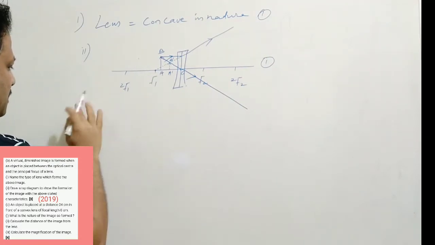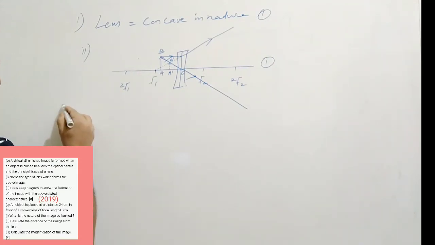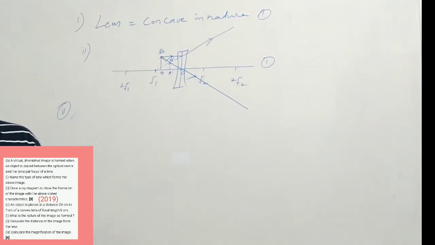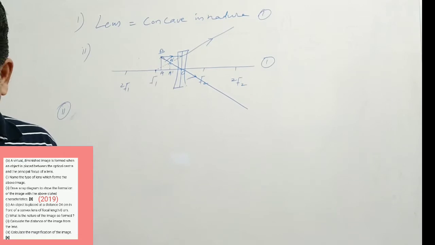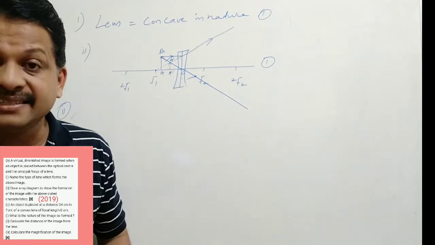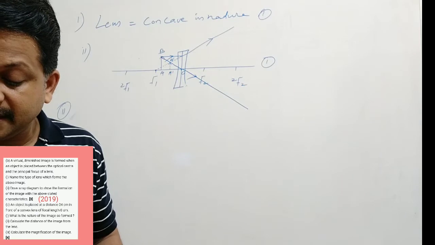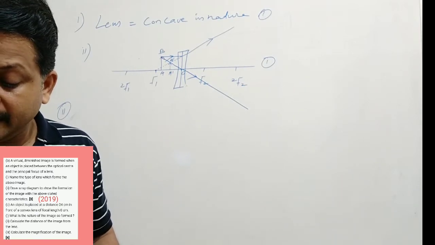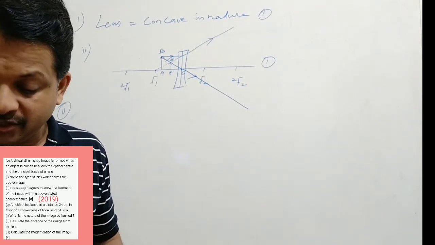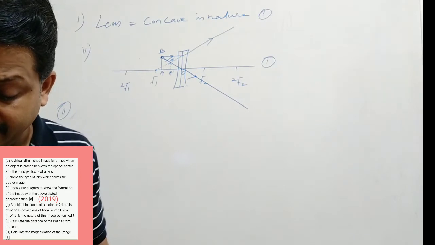What is the third? Another question, let us see. Let us check it. An object is placed at a distance 24 centimeter in front of a convex lens of focal length 8 centimeter. What is the nature of the image so formed? Calculate the distance of the image from the lens and calculate the magnification of the lens.